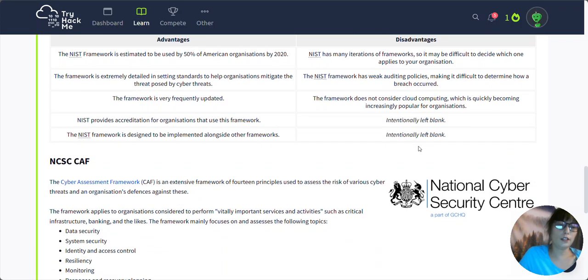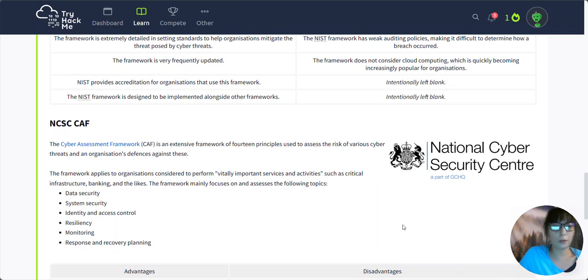The NCSC CAF. The Cyber Assessment Framework, CAF, is an extensive framework of 14 principles used to assess the risk of various cyber threats and an organization's defenses against these. The framework applies to organizations considered to perform vitally important services and activities, such as critical infrastructure, banking, and the likes. The framework mainly focuses on and assesses the following topics: 1. Data security. 2. System security. 3. Identity and access control. 4. Resiliency. 5. Monitoring. And 6. Response and recovery planning.